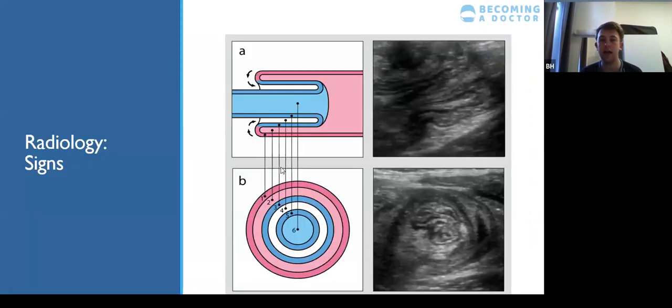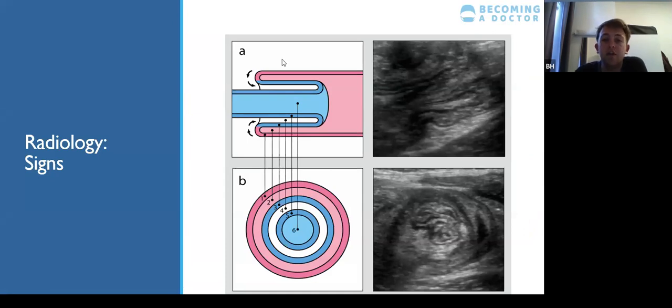So instead of an upper GI series, we often do an ultrasound. And I think when I was studying it, there were loads of different terms for all the signs you see on an ultrasound. And all it depends on is what view we're looking at the telescoped portion.